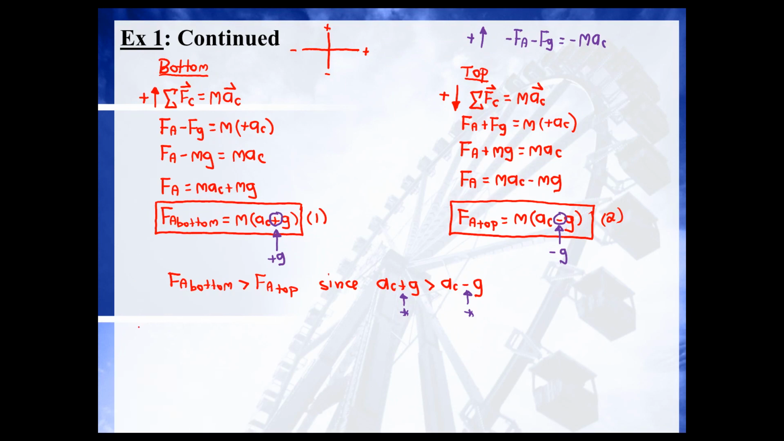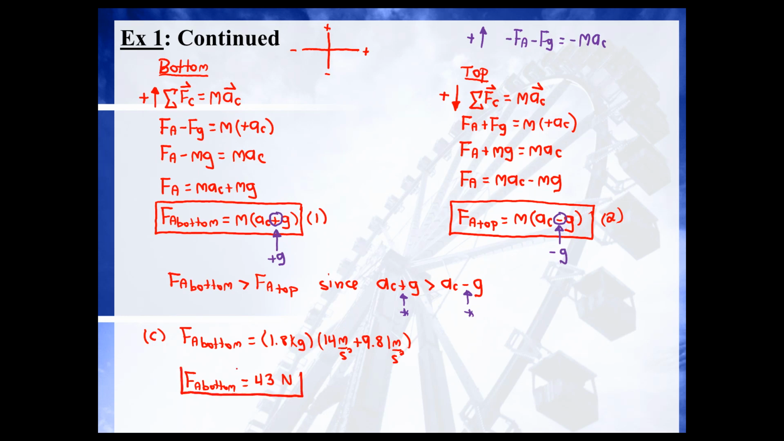Part C, now we're just going to plug numbers in and calculate what the tension is. Okay, so FA at the bottom would be equal to, the mass is 1.8 kilograms, multiplied by the centripetal acceleration, which we got as 14 meters per second squared. This one we add 9.81 meters per second squared. And then FA at the bottom would be equal to, again, this should be the larger magnitude, and I get 43 newtons for this one. Box that answer.